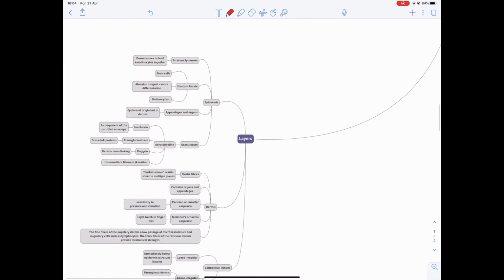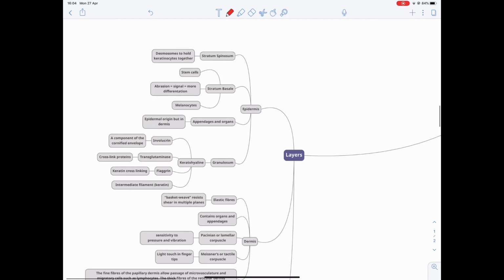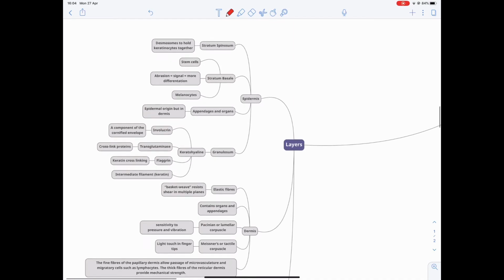So let's go over the layers now in writing again. Let's discuss the epidermis now. So epidermis, stratum basale, has stem cells, and also melanocytes are present there. But we're going to go over that in a moment. And if you have more abrasion of that layer, you're going to have more differentiation.